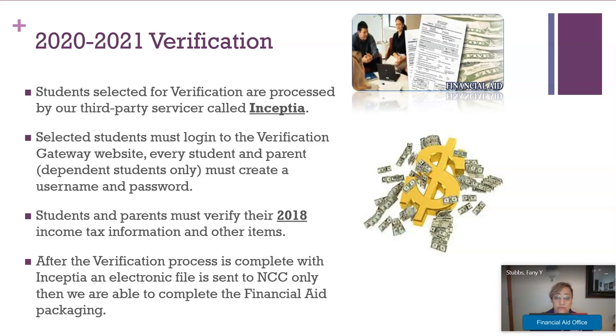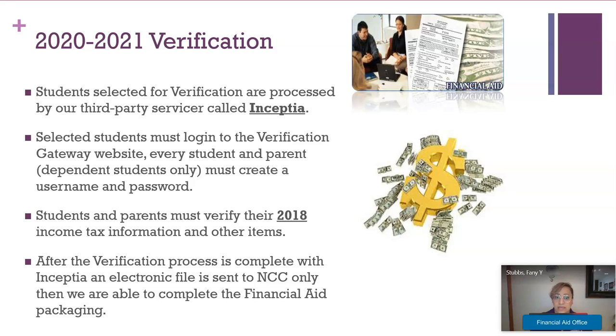For this year, if you have not applied for the 2021 FAFSA application, which is fall 2020, spring 2021, you still have time to do it. For those that have applied, or if you're thinking of applying, if you get selected by the Department of Education for a process called verification, you will be contacted by our third-party servicer called Inceptia.